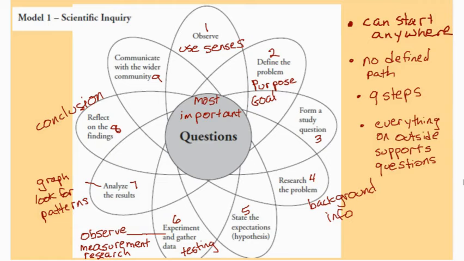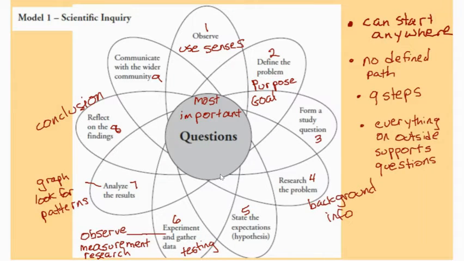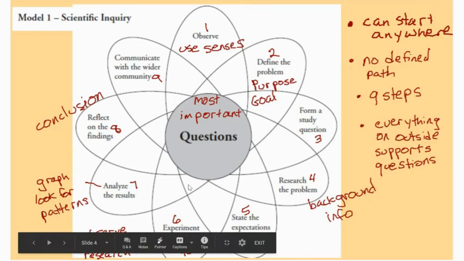Okay, let's go over this. So here's the diagram again, but with some added annotations. So notice in the middle, we have questions. Questions are the most important part of the scientific process. Without questions, you wouldn't really have a reason to investigate anything. So the question is at the center of the scientific process.